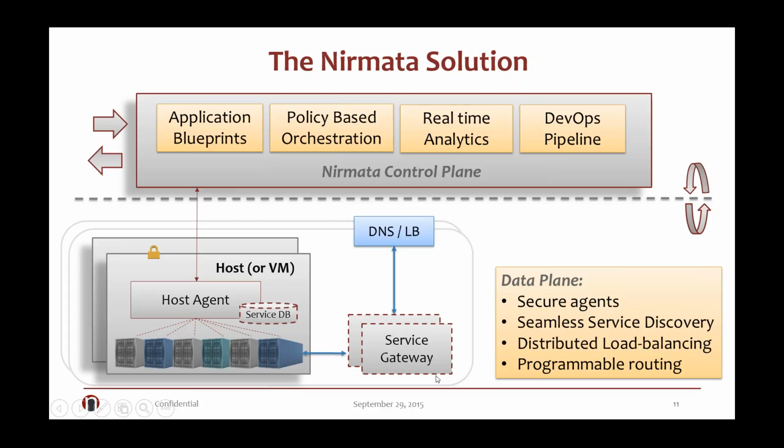We also have optional components that you can include as part of your application blueprint, like a service gateway. This helps with the load balancing of north-south traffic. So the host agent can seamlessly load balance east-west traffic across hosts, as well as do service discovery and networking across hosts. But if you need traffic inbound, you can do this with the service gateway.